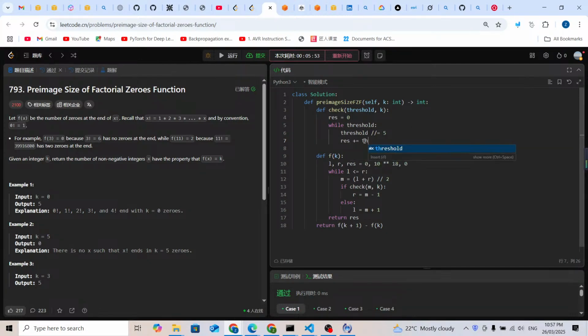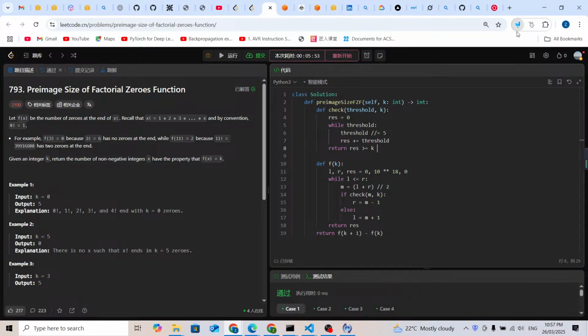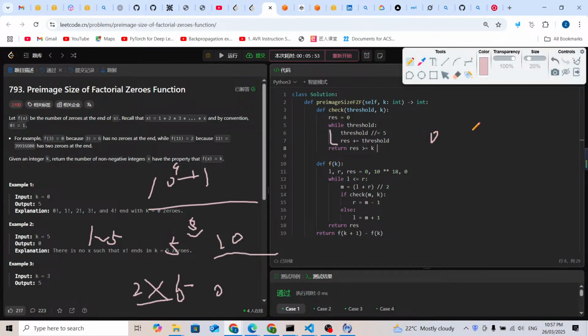So the result is going to plus-equal the threshold. Finally, if the result is more than or equal to k, it means valid, so we're going to make it smaller. For example, 0, 1, 2, 3, 4, 5. Here, we find it is okay because k equals 0 and the result is 0. So we shift until we reach this place, and then we return the result, which is going to be 0. Next, we try to find how many for 1, and for this 5, it's going to be here. Now we use 5 minus 0, which is going to be 5 for the first example.